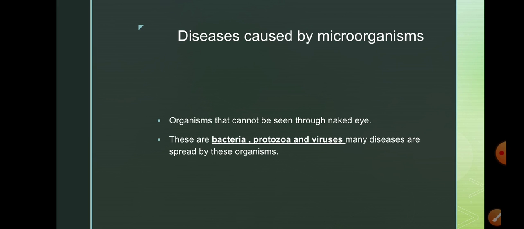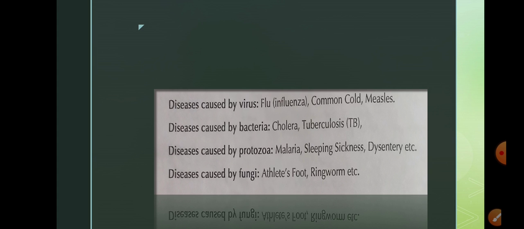Let us first understand what microorganisms are. Microorganisms are commonly called germs, bugs, or microbes. Micro means very minute, and organisms means living things. So these are living beings which cannot be seen with the naked eye. These include bacteria, fungi, protozoa, viruses, etc.